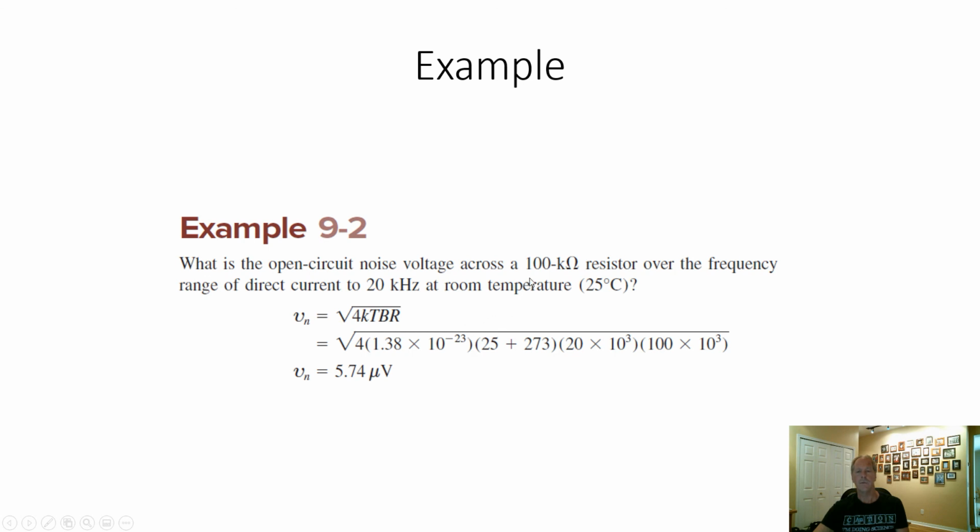Here's a little example, a little plug and chug: 100K resistor, 25 degrees C, 20 kilohertz. All these values in here, you get 5.74 microvolts. Not much, but it's something. You can actually take a 1 meg resistor, put it on a scope probe, and look at the thermal noise in that device.